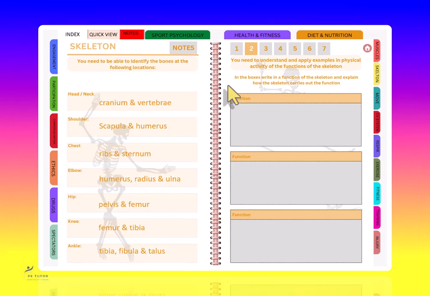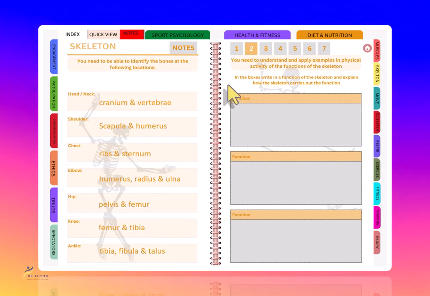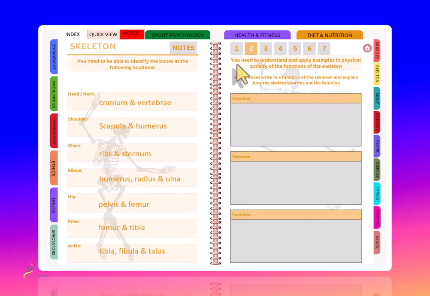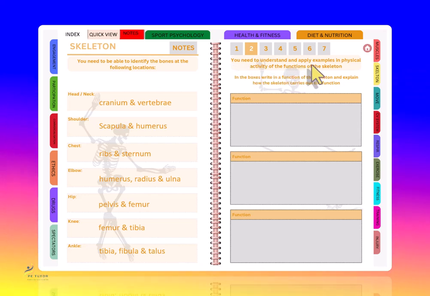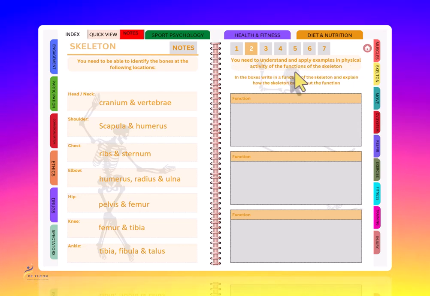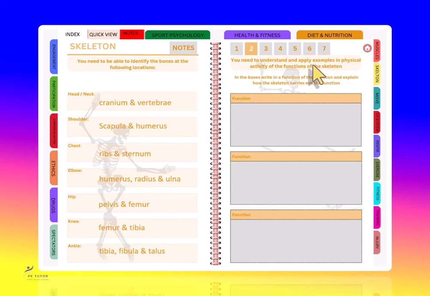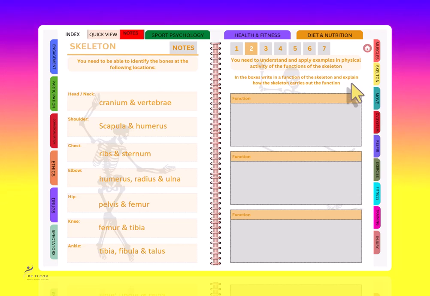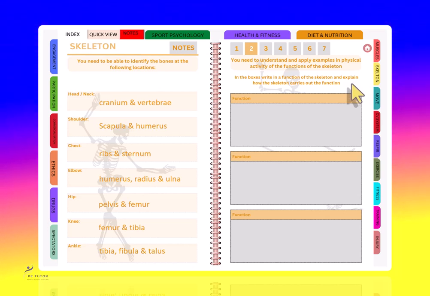In this video, we're going to be looking at the function of the skeleton, and just bear in mind that you need to understand and apply examples in physical activity of the functions of the skeleton. So it's not just enough to know what the functions are, it's about applying them to sporting examples in your PE or physical activity in your sport. So in no particular order, let's have a look at some of those functions. There's 6 you need to know in total.